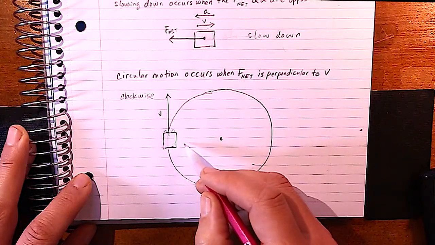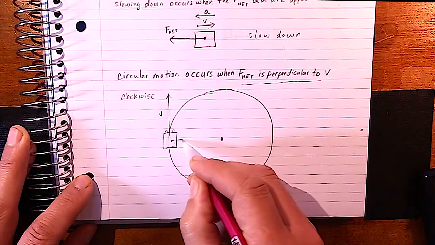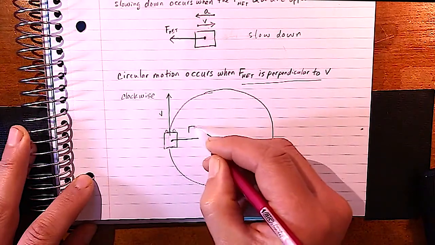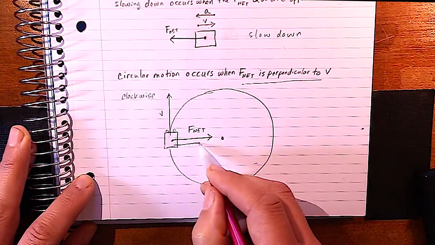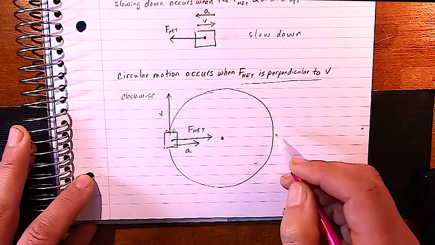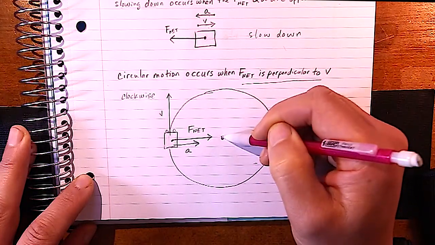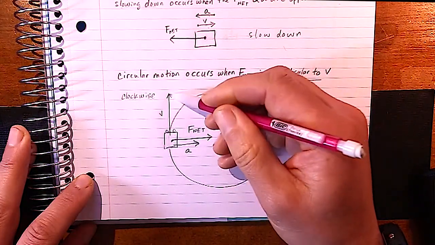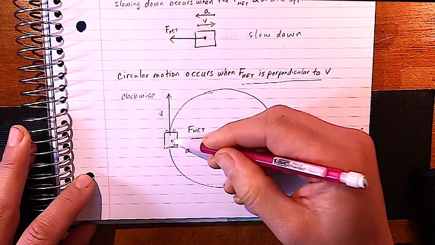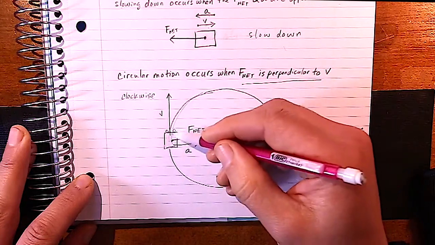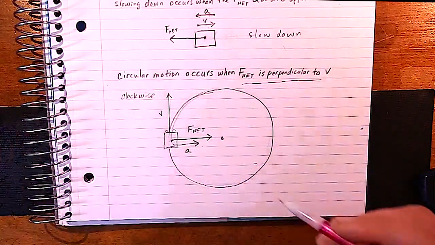But the direction of the force is perpendicular to the velocity. So the net force is this way. Now, if the net force is to the right, then the acceleration has to be to the right. So when we have a net force producing an acceleration towards the center of a circle, the velocity is perpendicular to that net force and that acceleration. That is going to produce a change in direction. And that change in direction is going to give us this curve, specifically a circle.